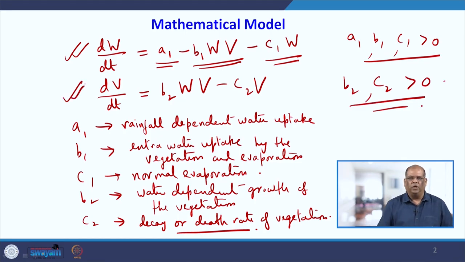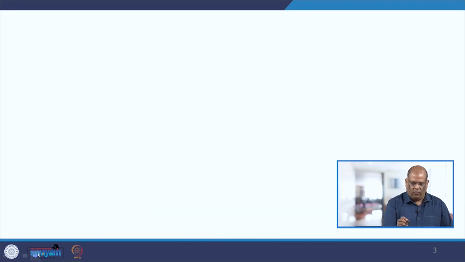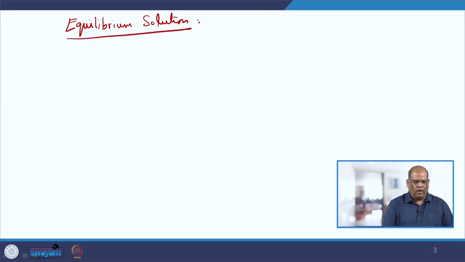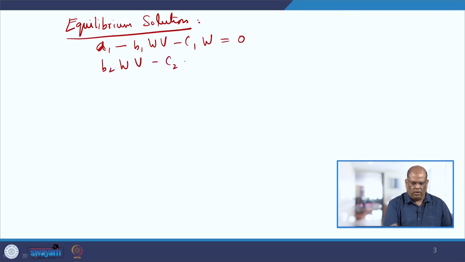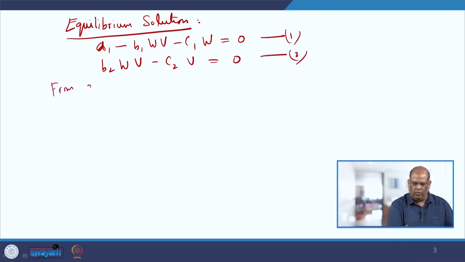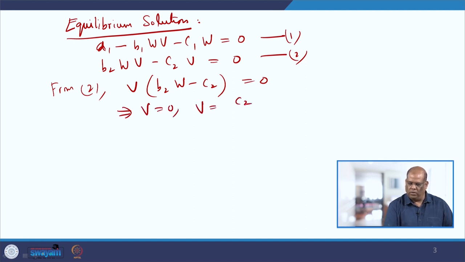So once we have the formulation of the model of the water and the vegetation, let's go for the analysis. The very first thing we look into is the equilibrium solution. To find the equilibrium solution, we put A1 minus B1 W V minus C1 W equal to 0, and B2 W V minus C2 V equal to 0. Now, from the second equation, I can take V common and I get B2 W minus C2 equal to 0. This gives me V equal to 0 and W equal to C2 by B2.